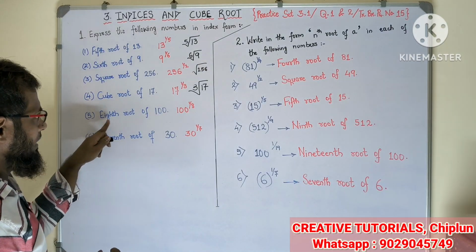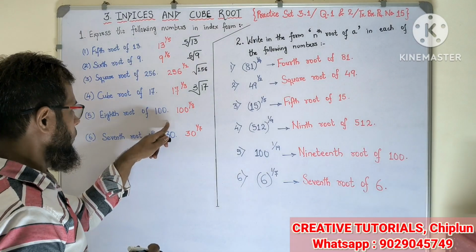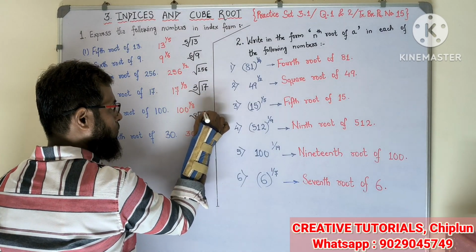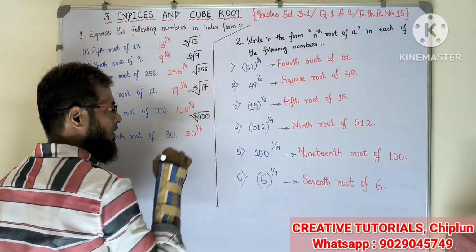Then the fifth question is the eighth root of 100. Okay, so now ये अगर लिखना होगा तो हम कैसे लिखेंगे? The eighth root of 100.